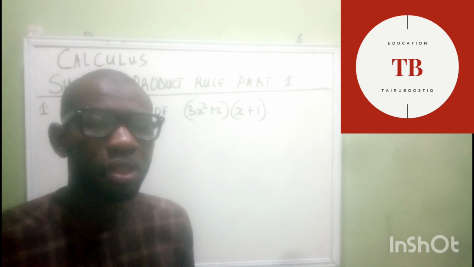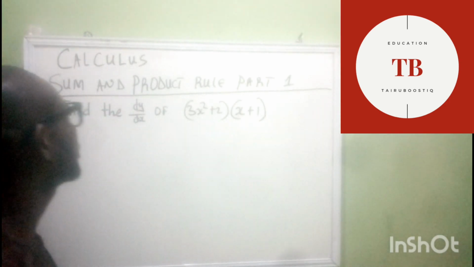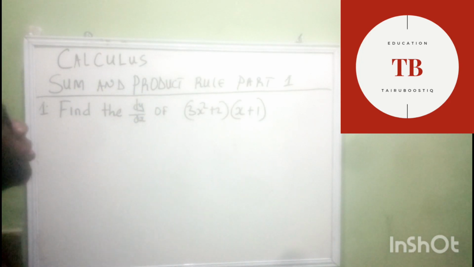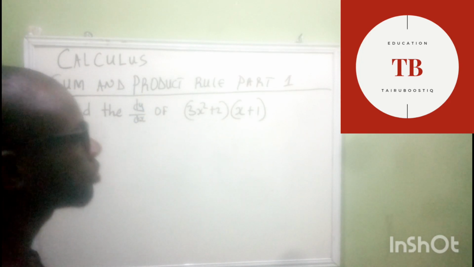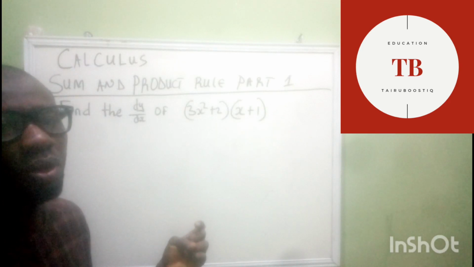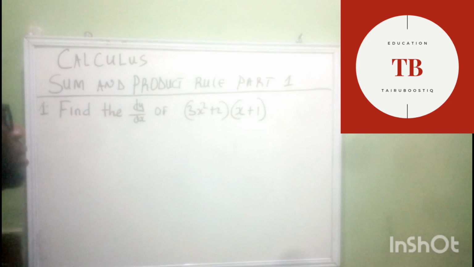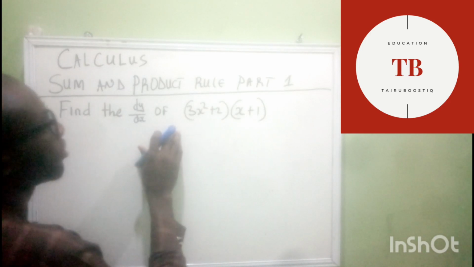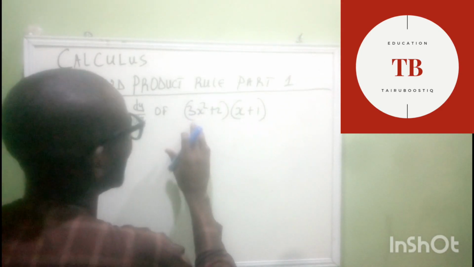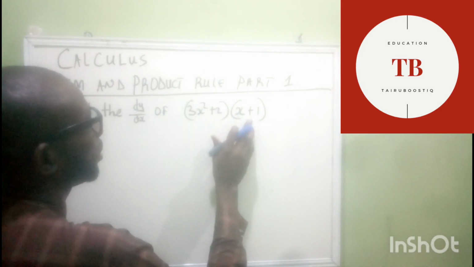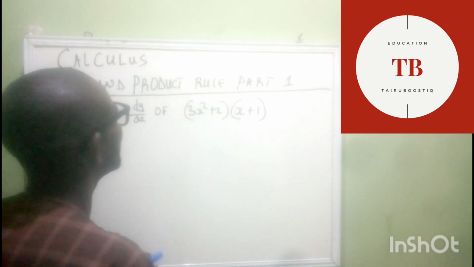Today we are going to continue with our learning, which is calculus, and today we are going to look at the sum and product rule, part 1. I'm going to solve 1, 2 or 3 questions regarding this rule of differentiation. Now we are asked to find dy/dx of (3x squared plus 2)(x plus 1).